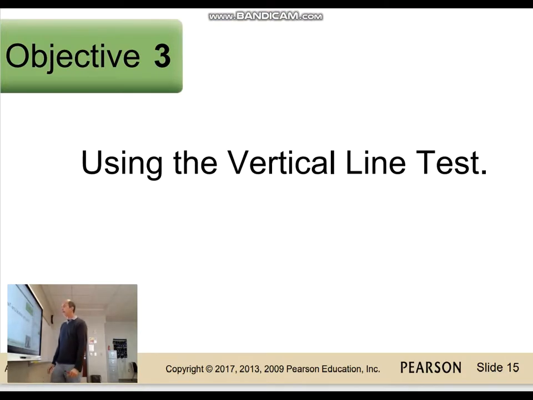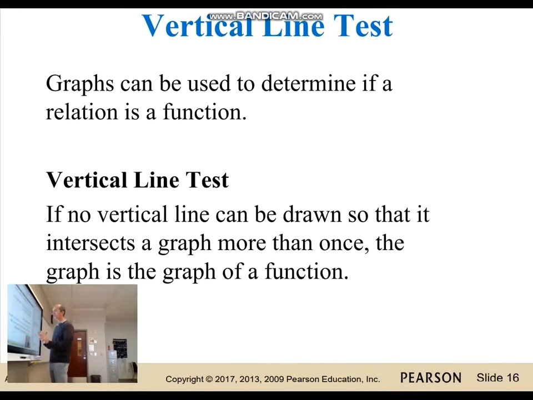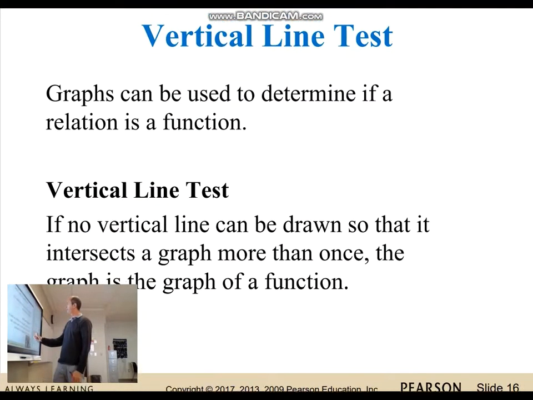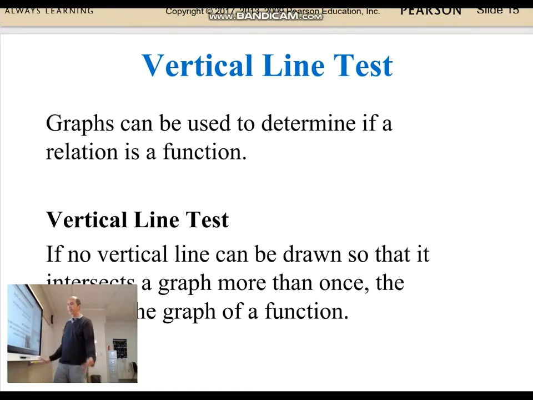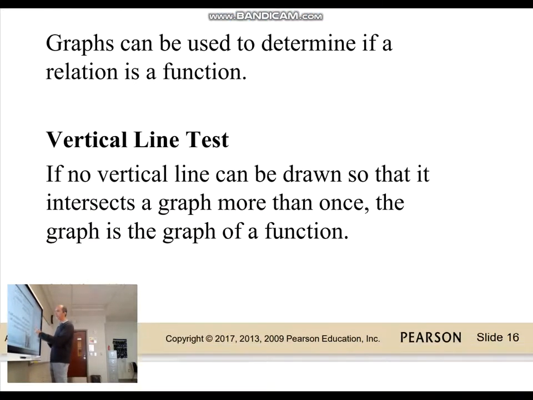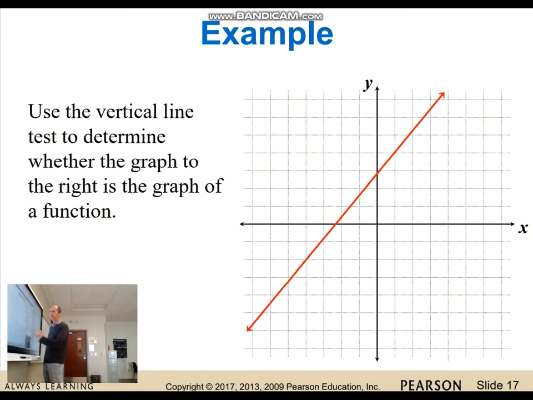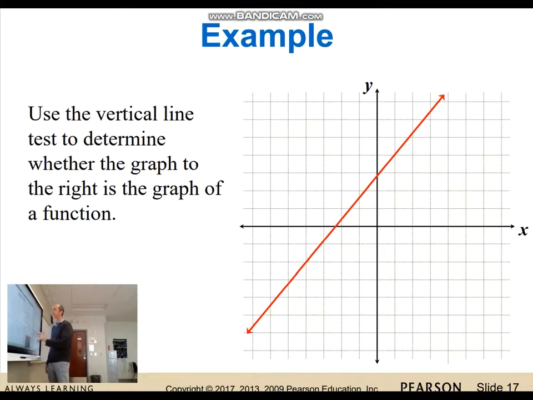The next objective is using the vertical line test. This is a very interesting resource to check if a relation is a function, if you have the graph. Graphs can be used to determine if a relation is a function, and if no vertical line can be drawn so that it intersects a graph more than once, the graph is a function. Let's check how to use it.